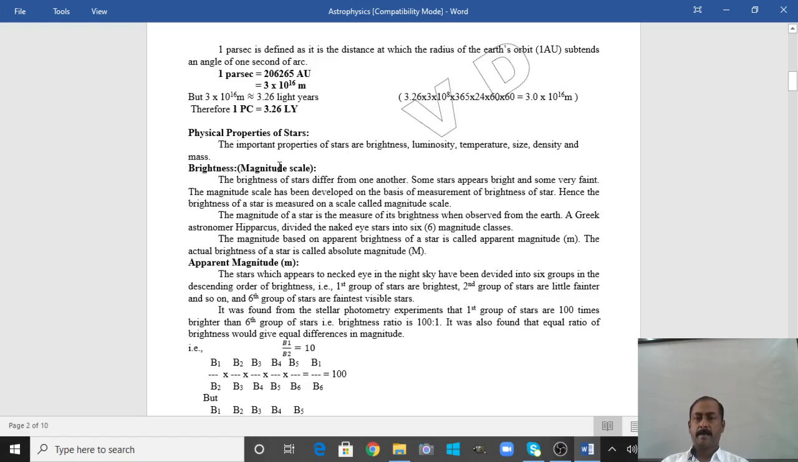That means magnitude scale. The brightness of stars differ from one another. Some stars appear bright and some very faint. The magnitude scale has been developed on the basis of measurement of brightness of star. Hence, the brightness of a star is measured on a scale called magnitude scale.